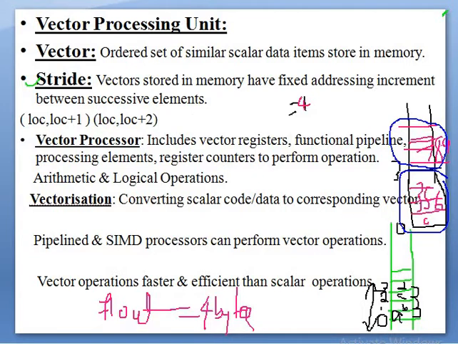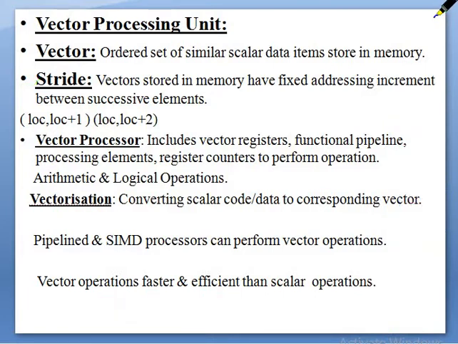Okay, fine. You all studied in your earlier subjects like CO, microprocessor and all. So byte means one location, word means 2 locations. Then float will take 4 locations, like that. How many locations it will take, that is called as stride.